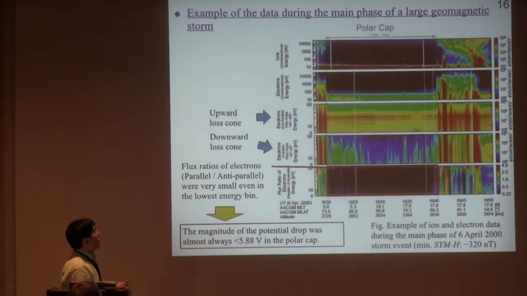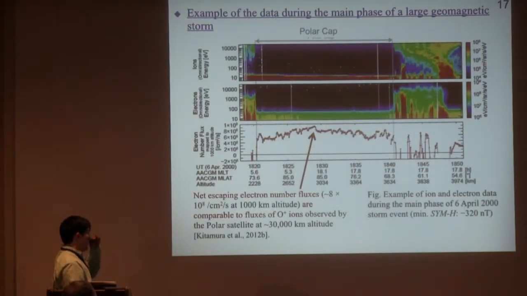Lastly, we show a special extreme example of the data. In this case, it is during a large geomagnetic storm with minimum Dst of minus 320 nanotesla. This is ion data, and this is electron, and this is upgoing low energy electron, and this is downgoing electron. This is the ratio. The ratio is very low even at the lowest energy beam. So in this case, the magnitude of the potential drop was almost always below about 6 eV in the polar cap. It is the main phase of a very large storm.